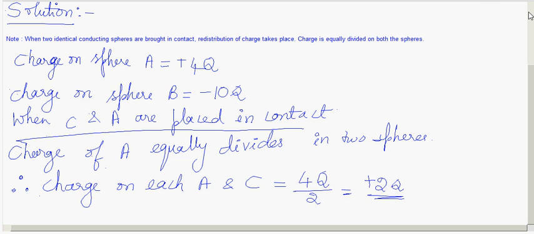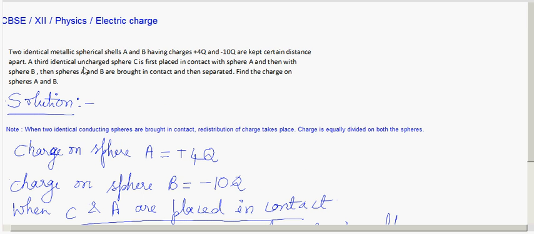Now what are they doing? A third identical uncharged sphere C is first placed in contact with sphere A. So we finish this part, and then with sphere B. Now C and B are placed in contact with each other.